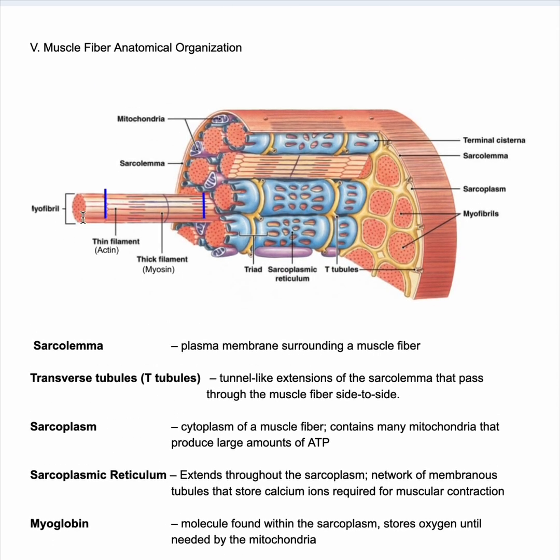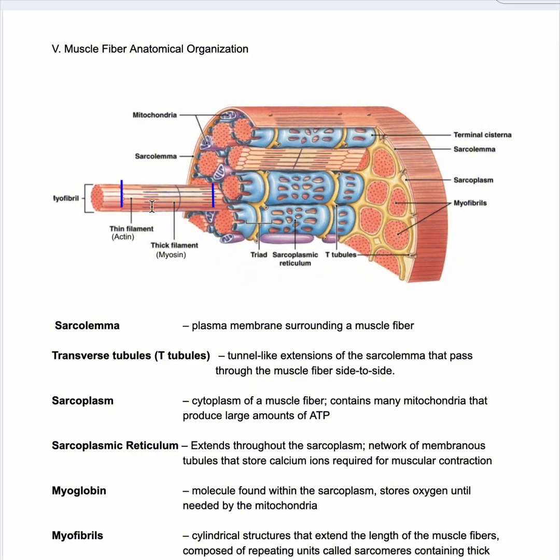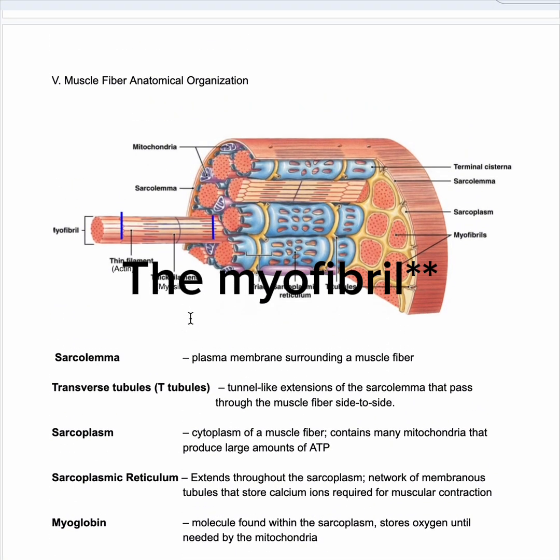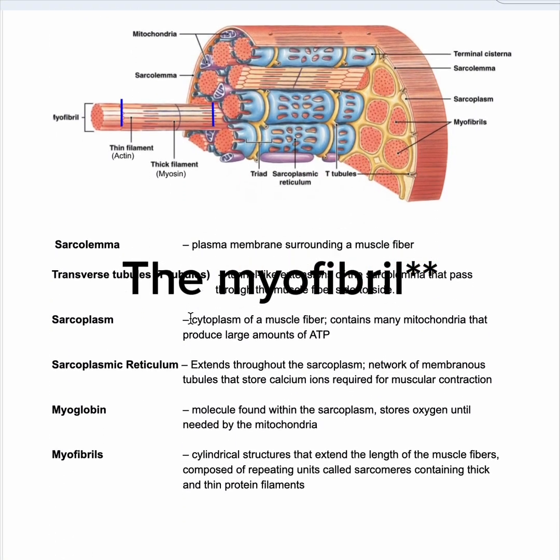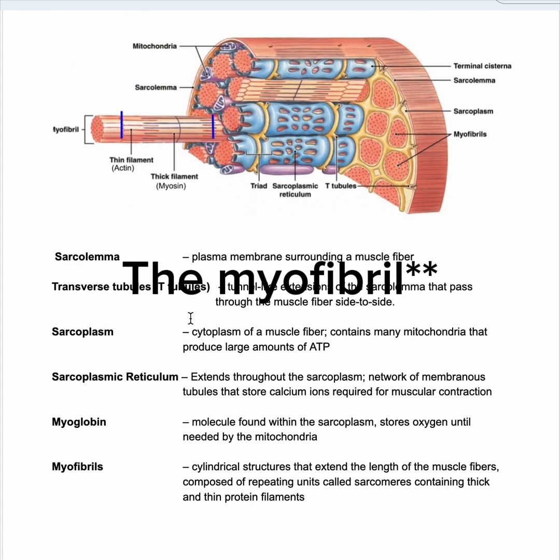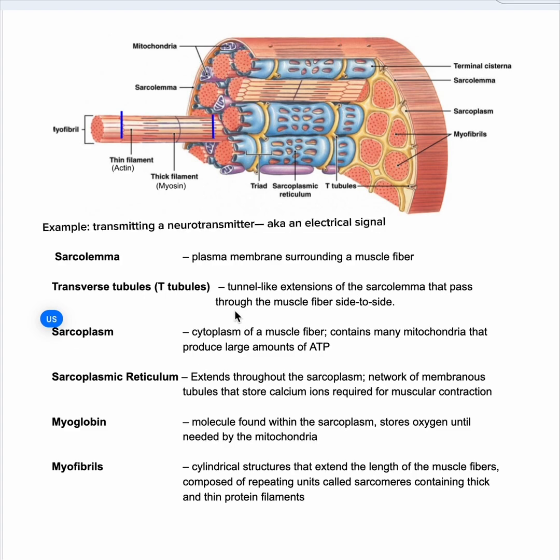And then here is the myofibril, and the sarcomere in itself. So the sarcomere, this is made up of so many parts because it's so detailed. It's literally its own cell, so that's why it has its own cell parts. The sarcolemma is the plasma membrane surrounding a muscle fiber, and T-tubules are tunnel-like extensions of the sarcolemma that pass through the muscle fiber side to side. So we could see the sarcolemma here, and these T-tubules kind of go all the way down. These are some things that help transport whatever to the cell.